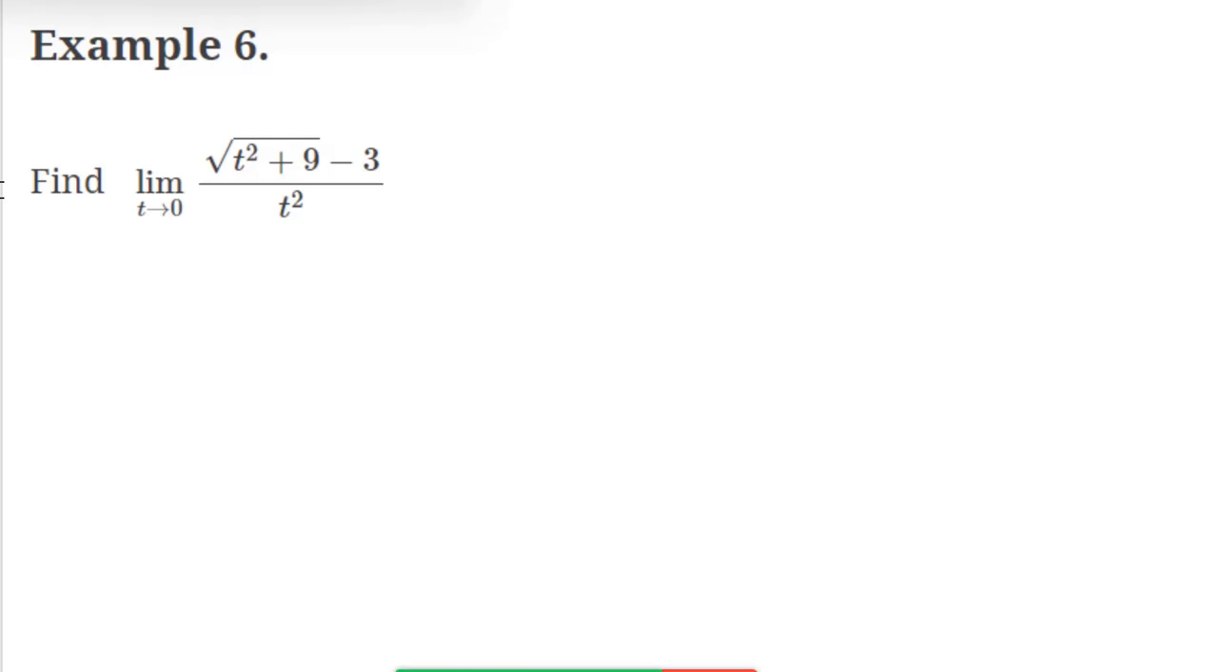So the way the problem's written, there's no way to get rid of the square root just by seeing the square root. The easiest way to get rid of square roots when you have this set up like this is to do like 2 power 1/2? No, that's just rewriting it and doesn't actually solve the problem. What you want to do is use this conjugate pair. So what you basically want to do in this situation is multiply the top and the bottom of this fraction by the square root of t squared plus 9 plus 3.